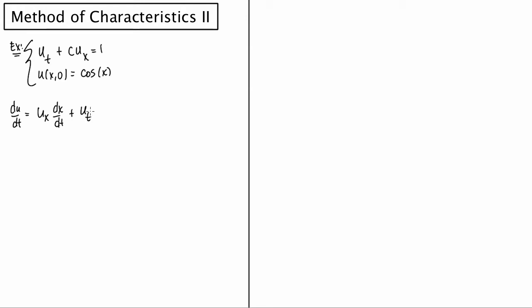And in order for this to match the solution for the transport equation, what we need is dx/dt to equal c, because u_x times c needs to be u_x dx/dt, and we need 1 to equal du/dt. So the system of ODEs that we have here is du/dt equals 1 and dx/dt equals c. Now, we've already solved dx/dt equals c. This is just, remember, the observer moving at speed c, so at a constant speed.